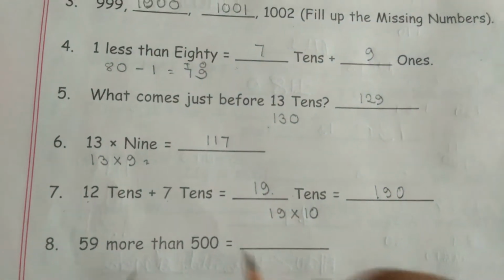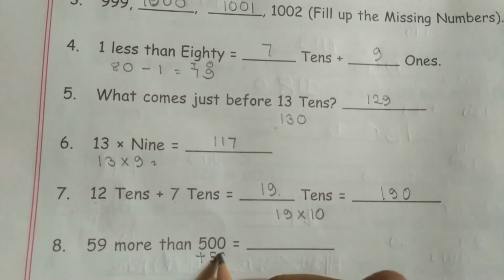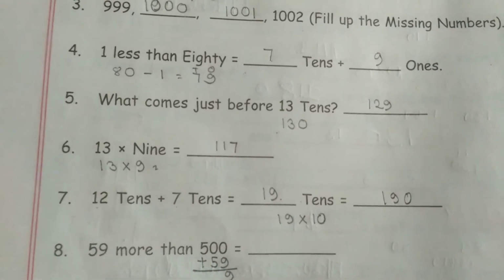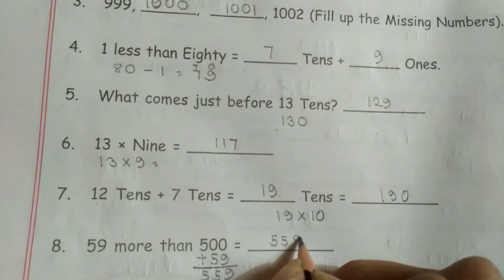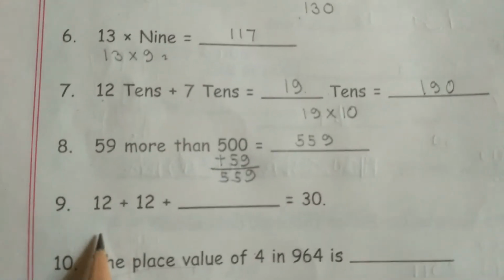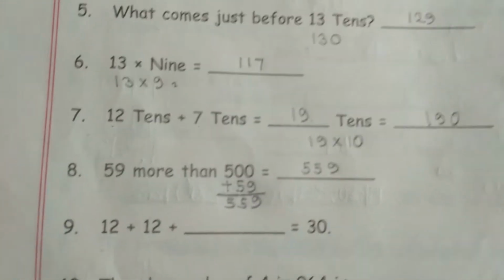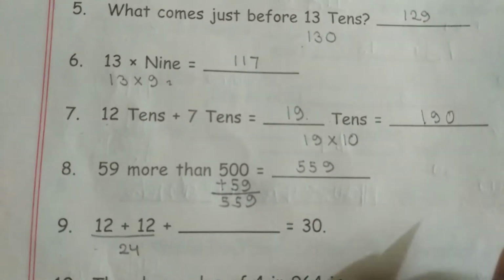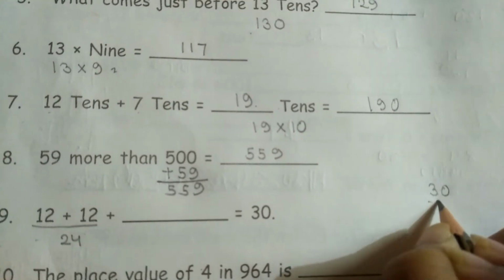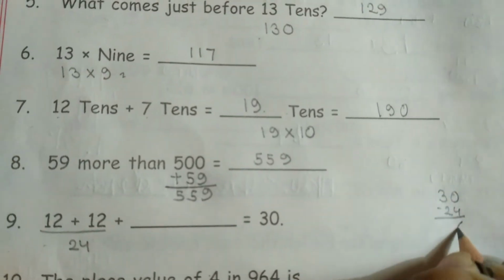59 more than 500. 59 more than 500 means we will add it. So 9, 5 and 5. Our answer is 559. It is 12 plus 12 plus dash equals to 30. 12 plus 12 became 24. Now 30 minus 24 you can subtract here and you will get 6.